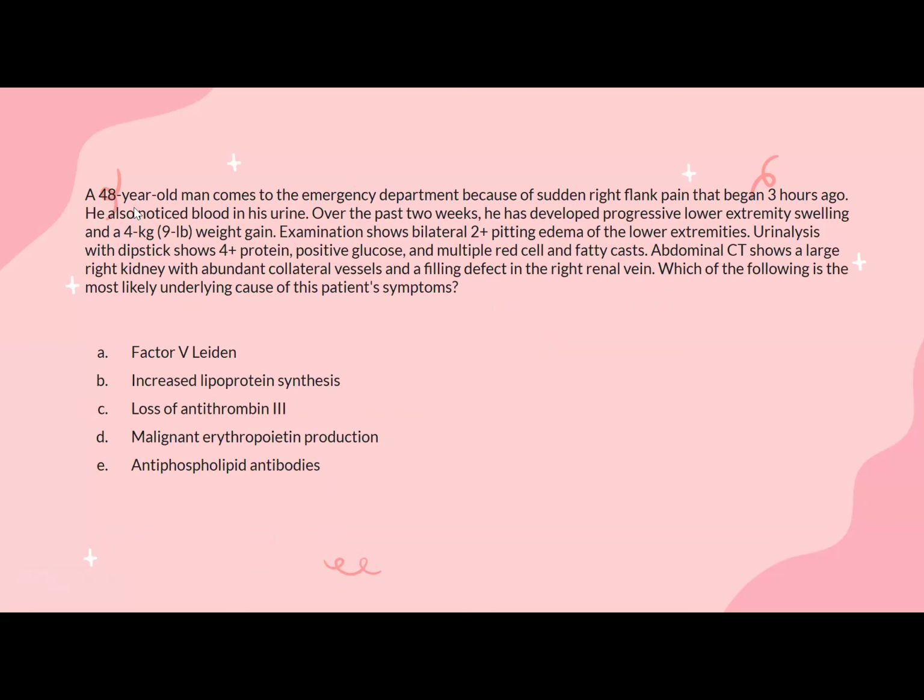Okay, next question. A 48-year-old man comes to the emergency department because of a sudden right flank pain that began 3 hours ago. He noticed blood in his urine. Over the past 2 weeks, he's developed progressive lower extremity swelling with a 4 kilogram weight gain. Examination shows bilateral 2 plus pitting edema of the lower extremities, and a urinalysis with dipstick shows 4 plus protein, positive glucose, and multiple red cell and fatty casts. Abdominal CT shows a large right kidney with abundant collateral vessels and a filling defect in the right renal vein. Which of the following is the most likely underlying cause of this patient's symptoms? Do you think this is factor V Leiden, increased lipoprotein synthesis, loss of antithrombin 3, malignant EPO production, or antiphospholipid antibodies?